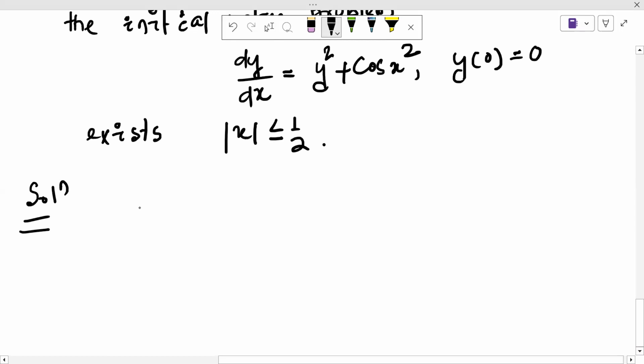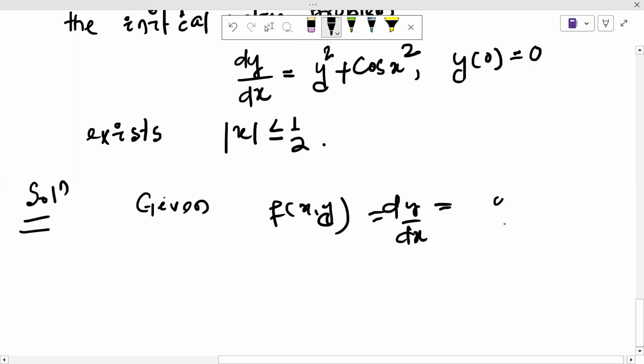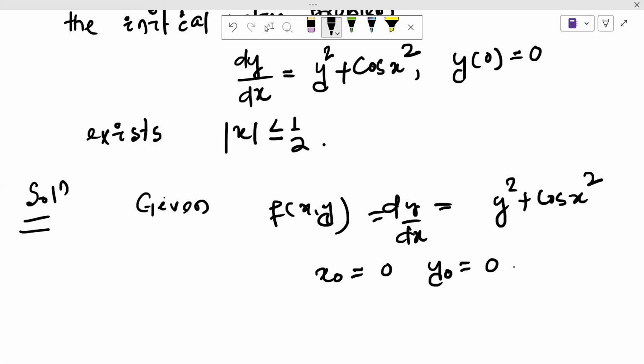What are your given parts? F of x, y is given. F of x, y is the same as dy by dx, which is y square plus cos x square. And the initial conditions are given: x0 is 0, and y0 is also 0. Right?